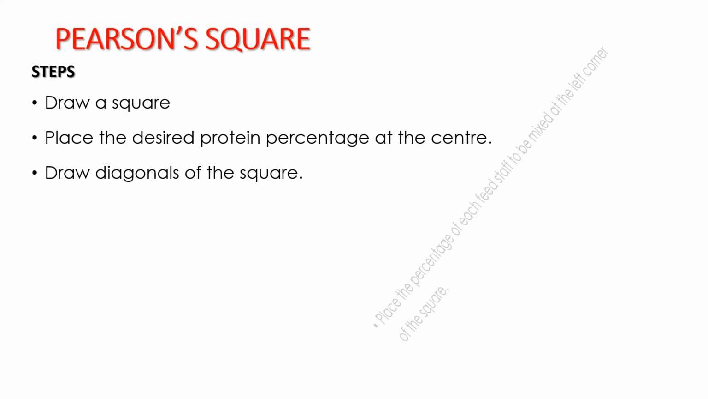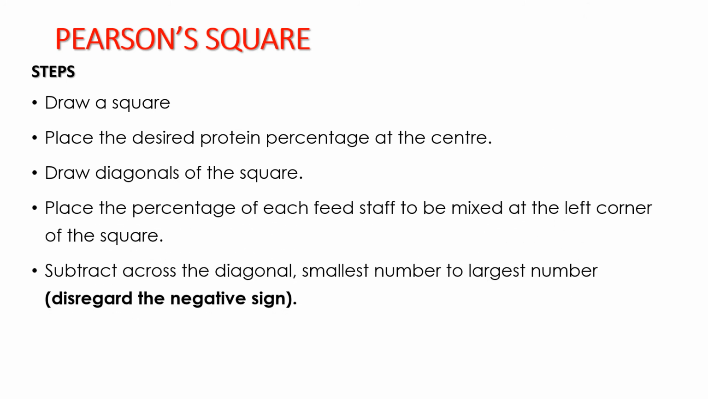Let us come up with a Pearson square on how we can formulate our own rations. In order for us to formulate our own rations using the Pearson square, there are steps which we need to follow. Let us start with step number one. The following are the steps which you need to follow when you want to formulate your own rations. Number one, you draw a square. Then after that, you place the desired protein percentage at the center.